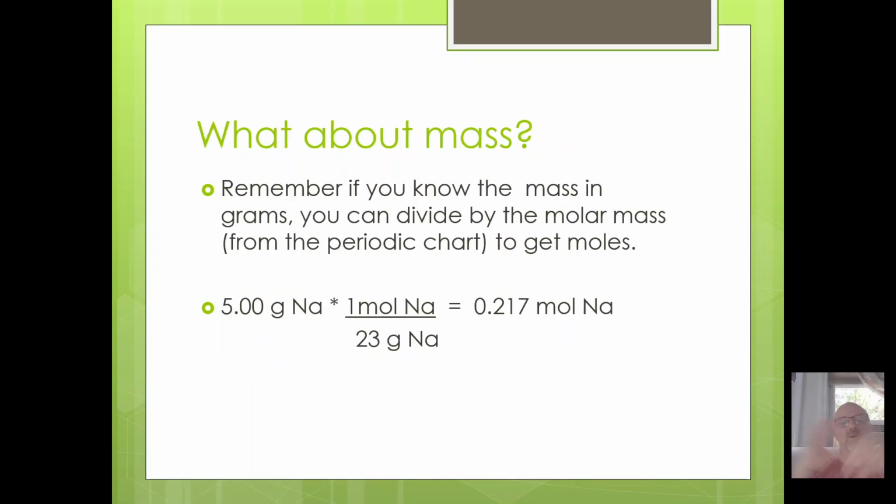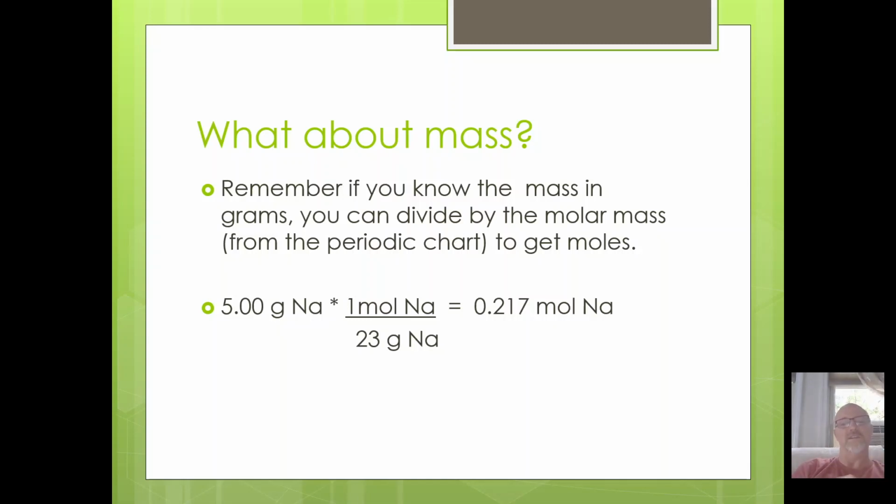Okay, in the real world, we put things on a balance, or we measure their volume. And so we don't just have moles, we have to determine its mass. And once we have its mass, we can figure out how many moles. So if you know the mass in grams, and you get your periodic chart, you can figure out the molar mass for that compound, and then you can know how many moles or what part of a mole you have.